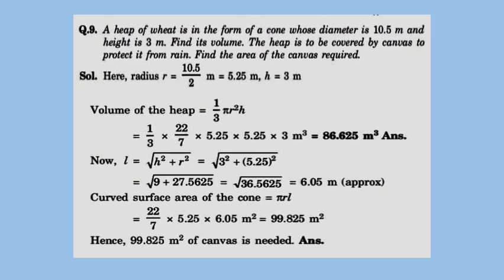Now use the CSA of the cone, that is pi r L. Substitute the value of radius and slant height and calculate the area of the canvas which is needed. So the area is what? 99.825 meter square.